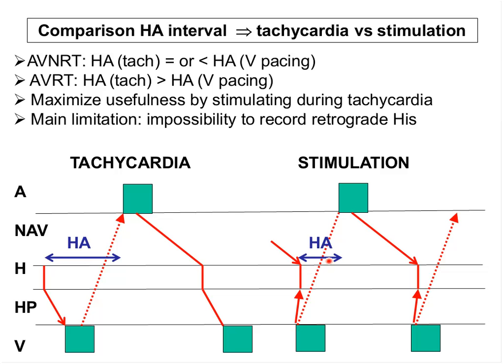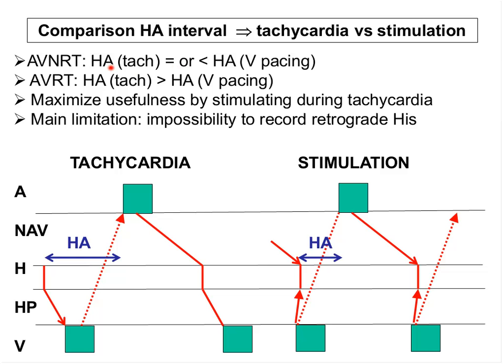In contrast, the situation in AVNRT, in atrioventricular nodal reentrant tachycardia, is different, because if the reentrant pathway inside the AV node reflects on the distal side, right at the His, then the HA during tachycardia is expected to be the same as the HA during ventricular pacing, because the structure in between the H and the A is just a fast pathway in the common form of AV nodal reentry.